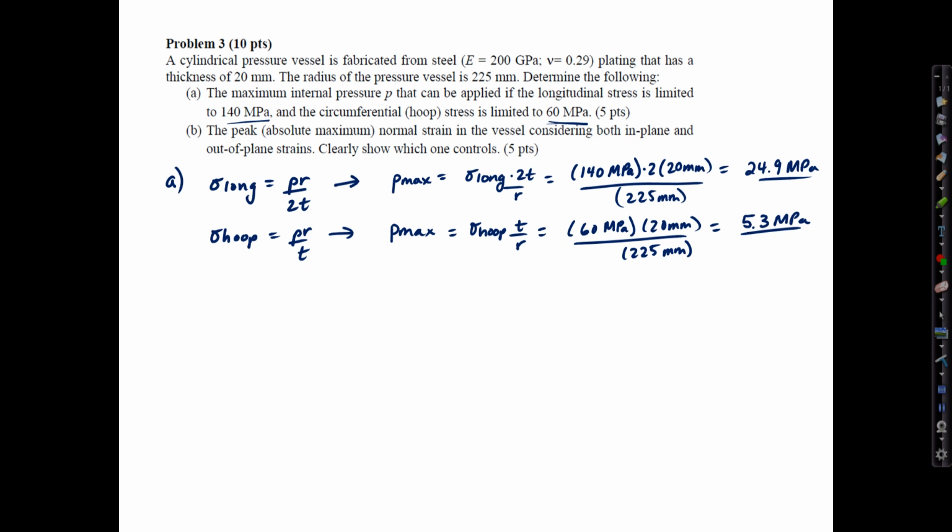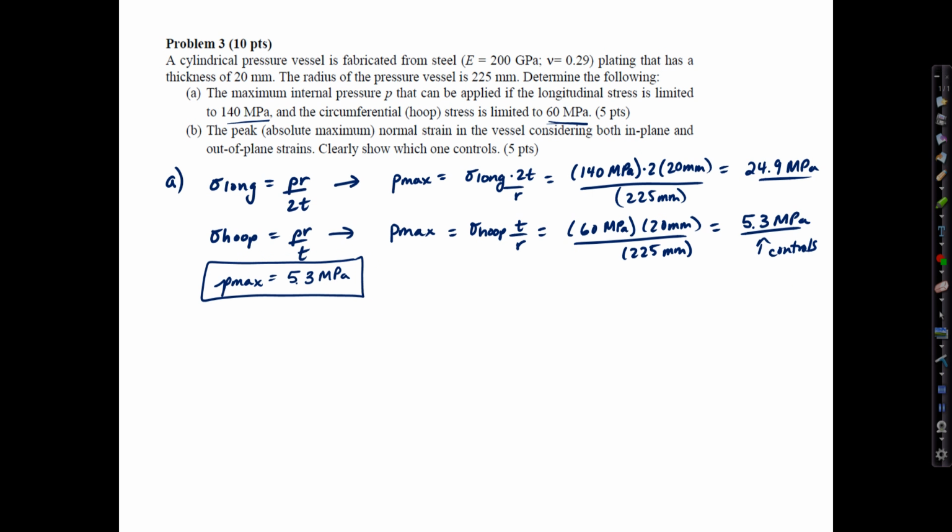Okay, we're finding a maximum allowable pressure in the pressure vessel. In that case, since it's a maximum allowable, the smallest value is going to control. So this value right here controls, and the answer to the problem would be P max equals 5.3 megapascals. And you clearly had to show which one of those controlled for full credit.